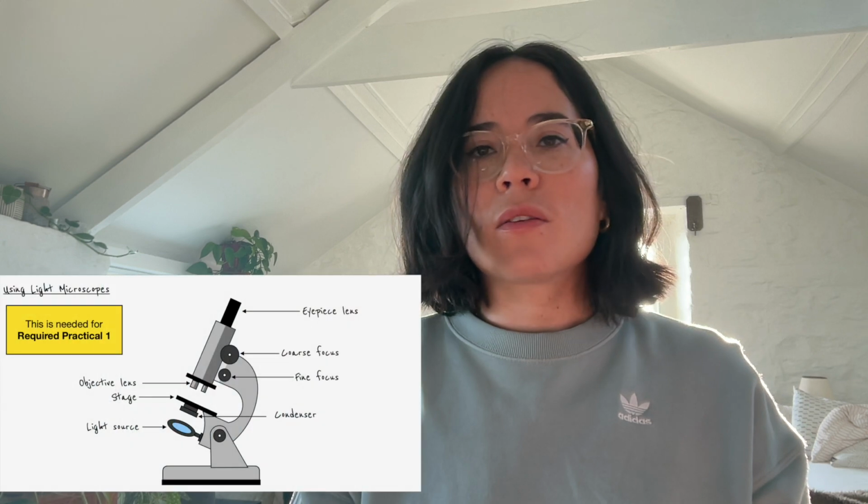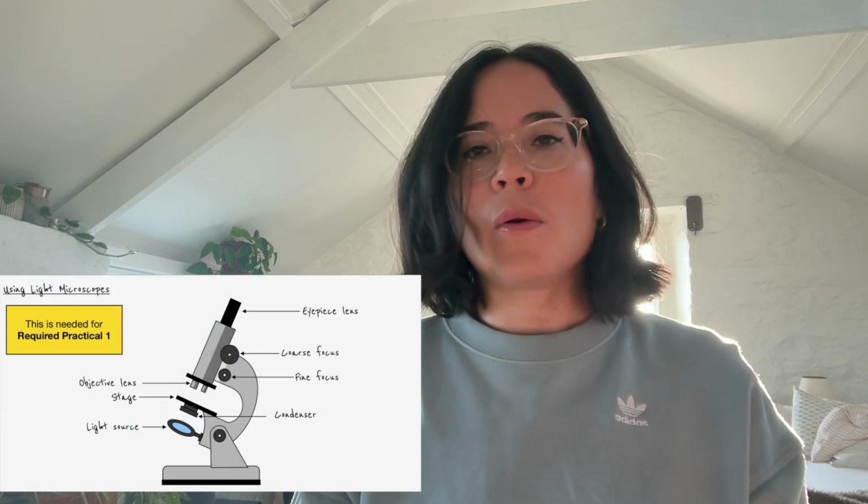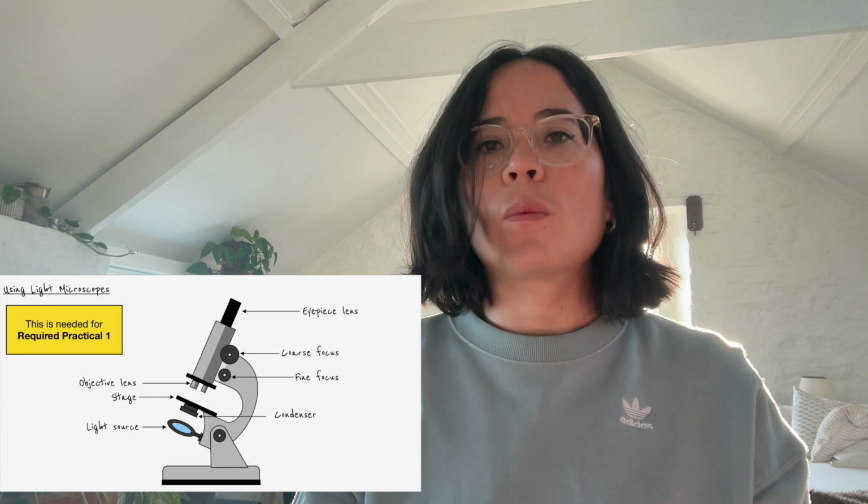Remember, when you're using your light microscope, you want to start at the lowest objective lens and then slowly work your way up, increasing the magnification. You may need to adjust the height of the stage in order to bring that slide into focus. In addition to those three components, you might have heard of an eyepiece graticule.